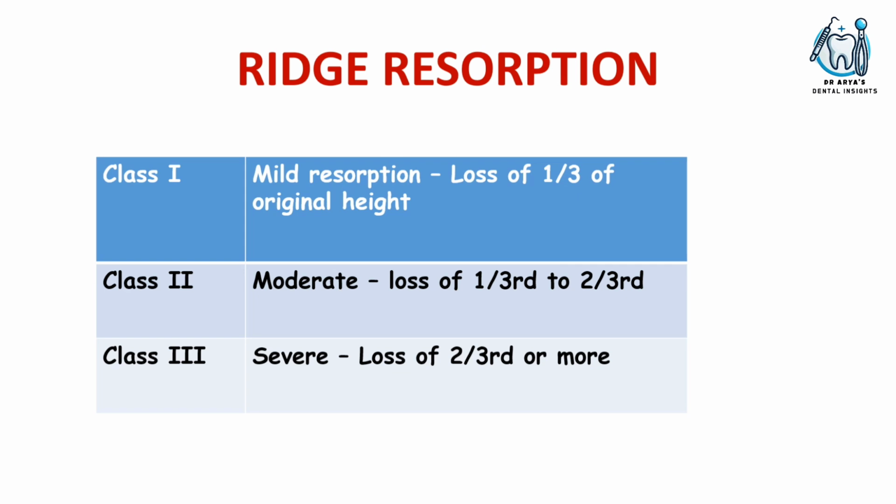So the ridge resorption can be classified into class 1, class 2 and class 3. Class 1, it is mild resorption, loss of 1/3 of original height. Class 2, moderate, loss of 1/3 to 2/3, and class 3, it is severe, loss of 2/3 or more.